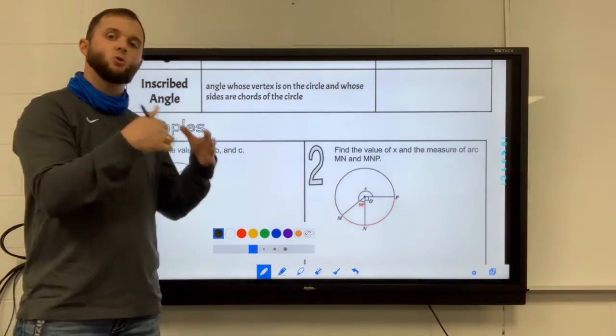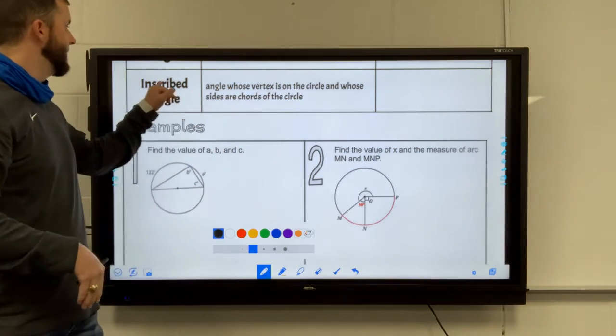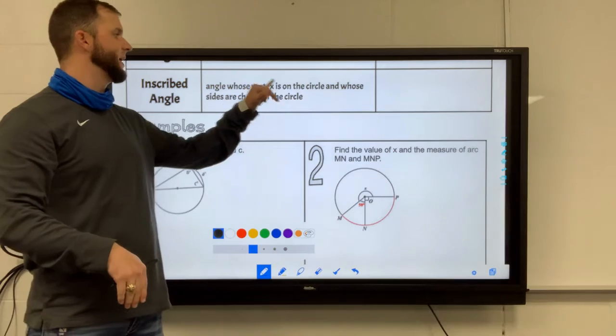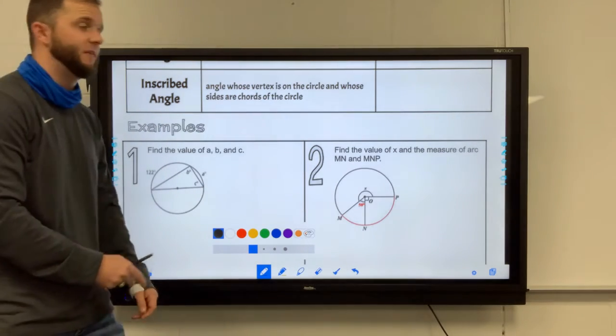All right, and the last thing we're going to look at is something called an inscribed angle. So inscribed means inside of the circle. It's inscribed in there. So an inscribed angle is an angle whose vertex is on the circle and whose sides are chords of that circle.